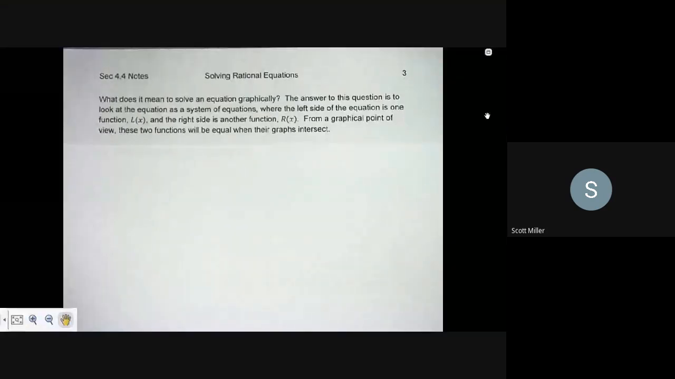Okay, so today we're going to be looking at section 4.4, solving rational equations. So first off, what does it mean to solve an equation graphically? We've answered this several times, but here it is again.